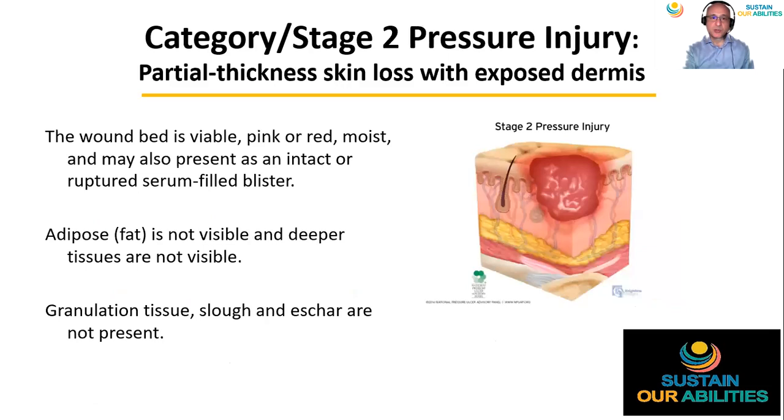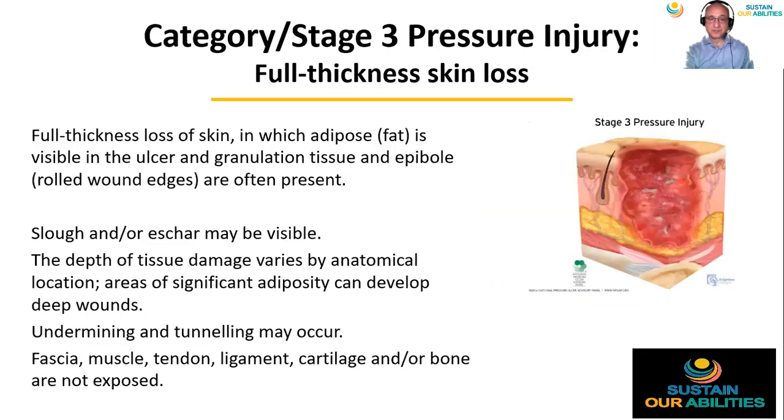Category or stage 2, a partial thickness skin loss with exposed dermis. The wound bed is viable, pink or red, moist, and may also present as an intact or ruptured serum-filled blister. Adipose is not visible and deeper tissues are not visible. Granulation tissue, slough, and eschar are not present.